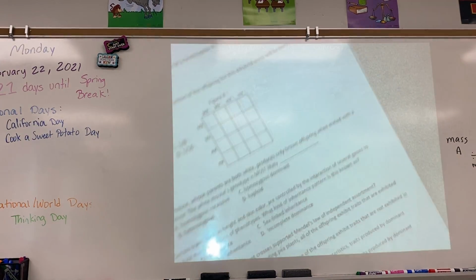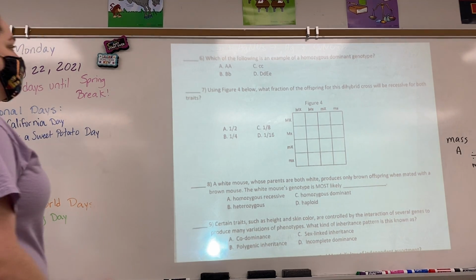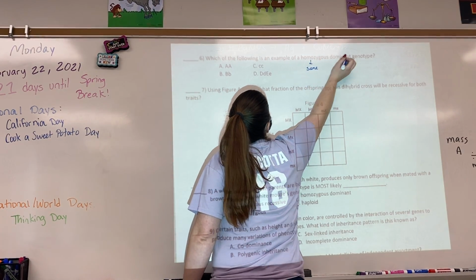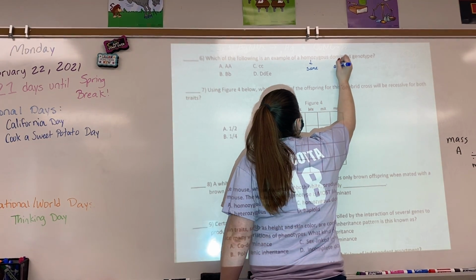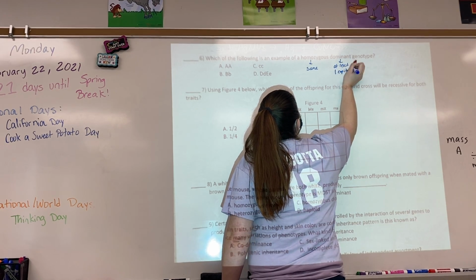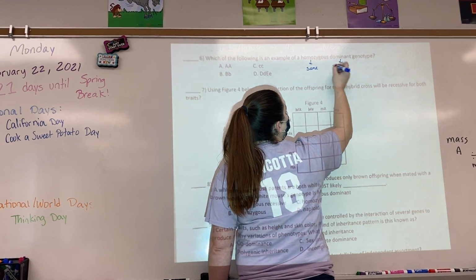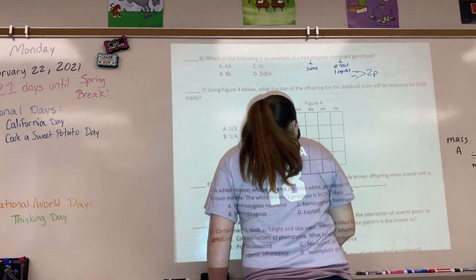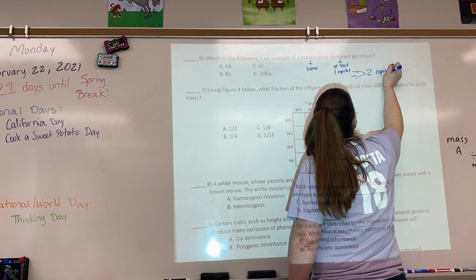So, on the back, number 6, which of the following is an example of a homozygous dominant genotype? So, homozygous means same. Dominant means that you have to have at least one capital letter. And if you need the same letter, then that means that you're going to have two capital letters. So if you are homozygous dominant, you need two capital letters.